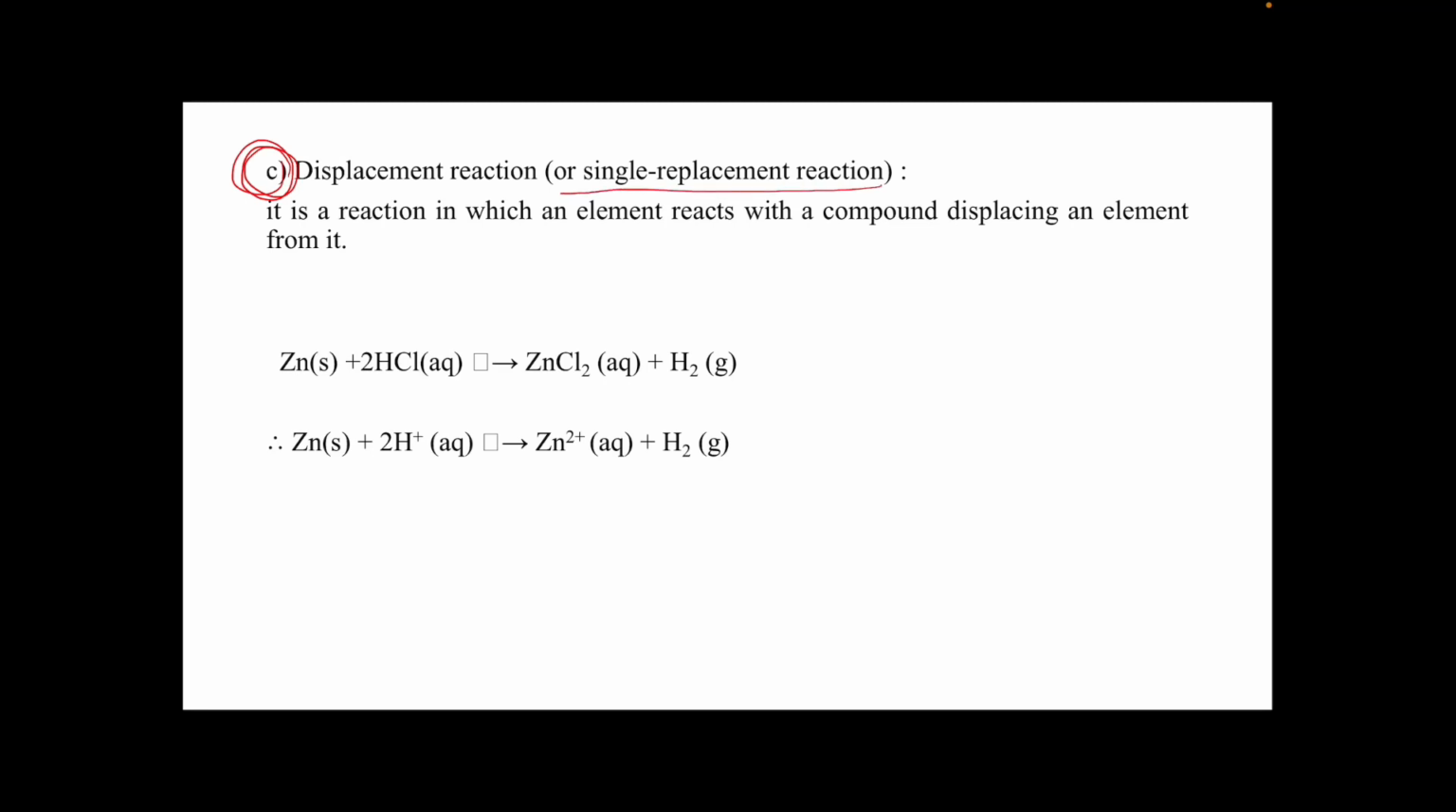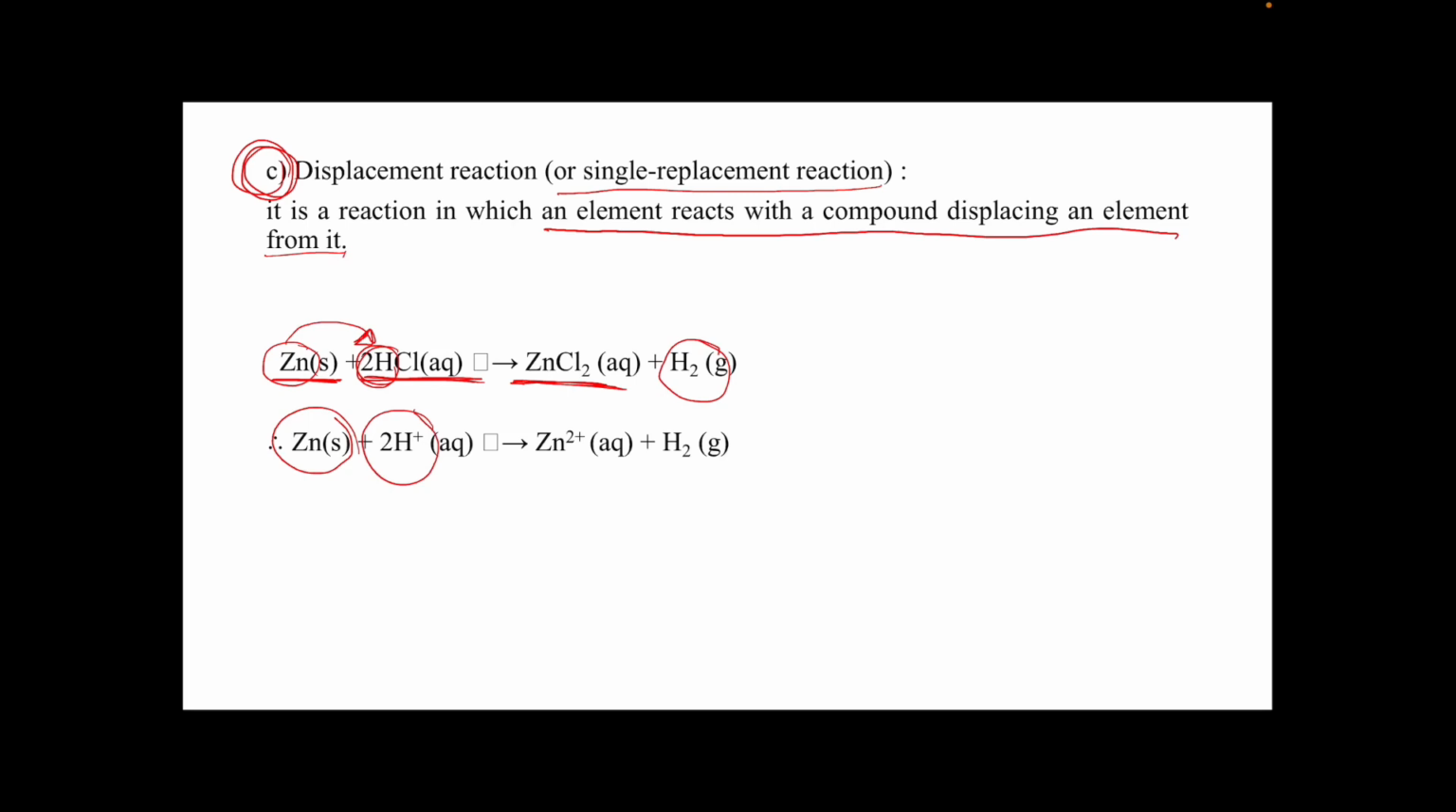The third type of redox reactions is the displacement reactions or single replacement reaction. Displacement means something takes the place of something. In this reaction, an element reacts with a compound, displacing another element from it. Here is a famous example, the reaction of zinc metal with hydrogen chloride, aqueous form or hydrochloric acid. Zinc replaces hydrogen. It pushes hydrogen out in the form of gas and moves into the compound to form zinc chloride.